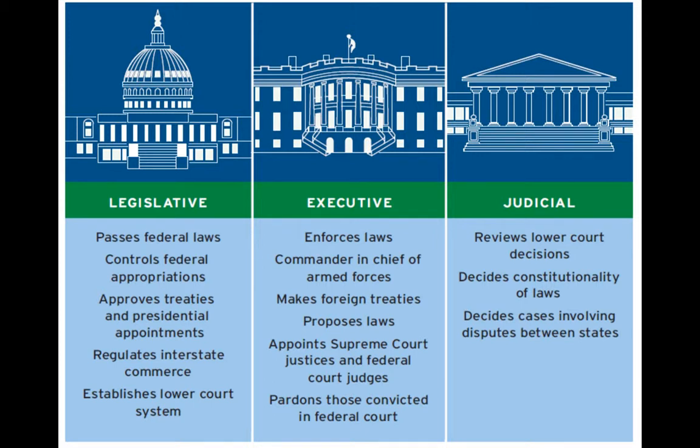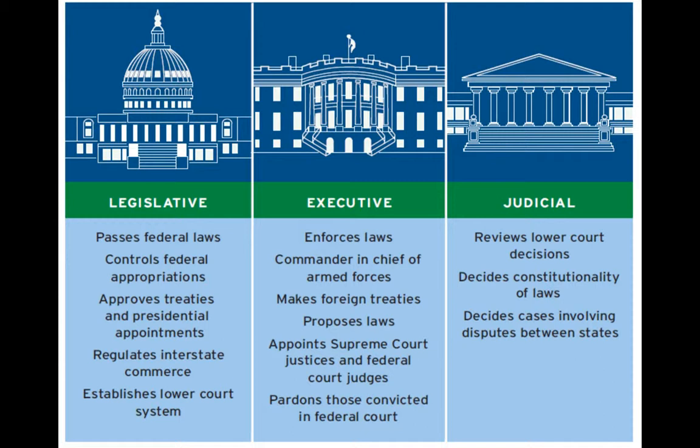So the legislative branch passes federal laws. They are in control of federal appropriations. An appropriation simply means the ability to spend money. They deal with treaties and presidential appointments. Keep in mind that's just the Senate. The legislative branch is in charge of interstate commerce. That is, how do we deal with commercial trade or any other type of commerce between states, such as that between Texas and Oklahoma or Texas and Louisiana.